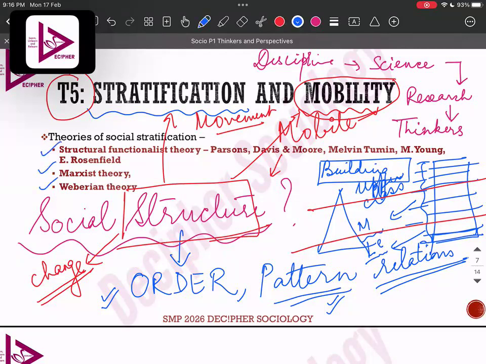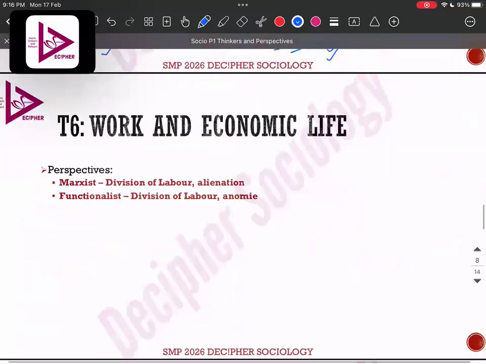For example, you will study the structural functionalist theory. You will study theories by Marx and his followers, by Weber, and later who supported Weber. So, here what will happen? Again, theories are coming, even though thinkers' names are not mentioned. But what we have to do? We have to study these theories, right? So, small bits of theories are there in every topic from 5 also. So, topic 5, few theories are there.